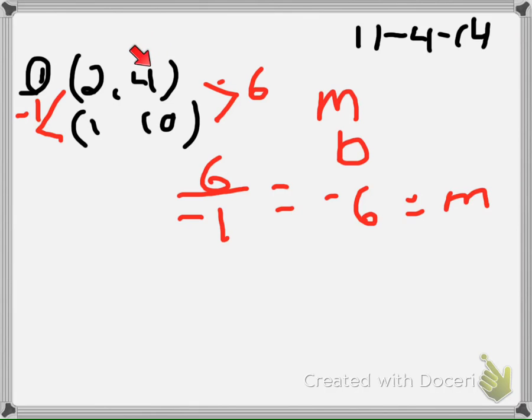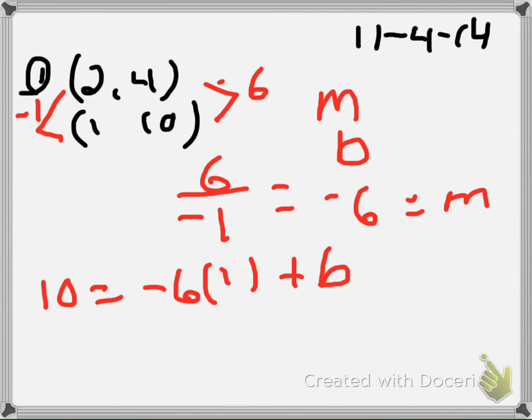Remember, you already have a y and an x. You can use that one, or you can use this one, x, y. I'm going to use this one because I love using 1. It's easy to multiply by. So 10, y equals 10. M, our m was -6, times x, our x that's partnered with the 10, the y is the 1, plus b. Okay, here we go. -6 times 1 is -6.